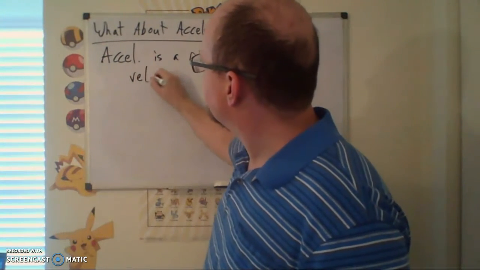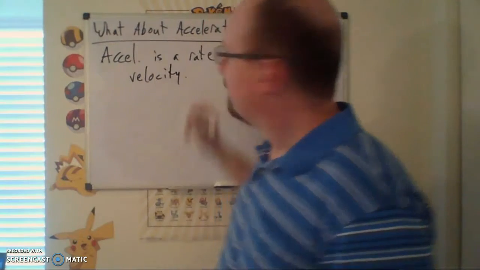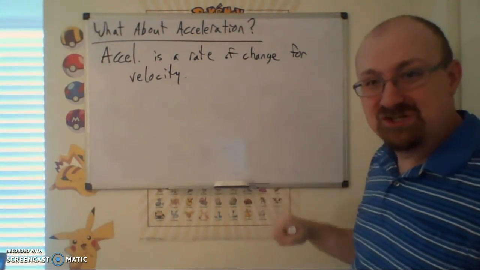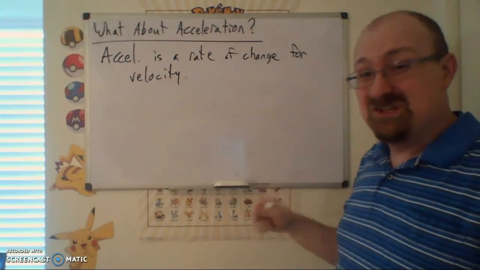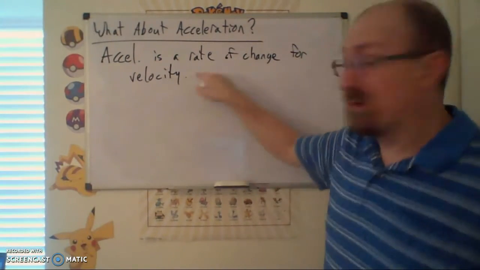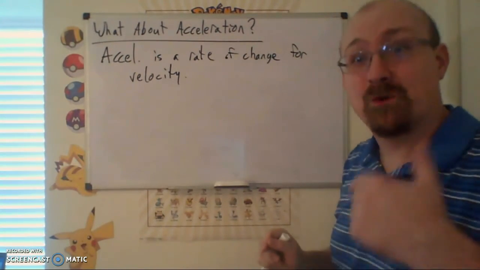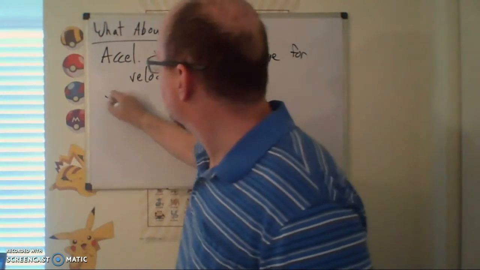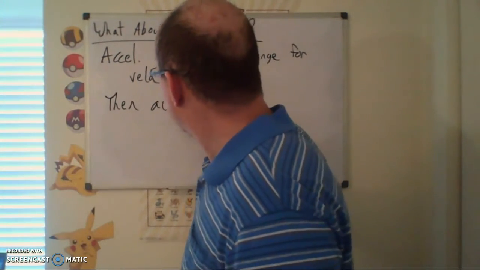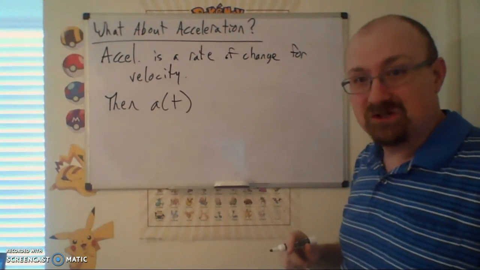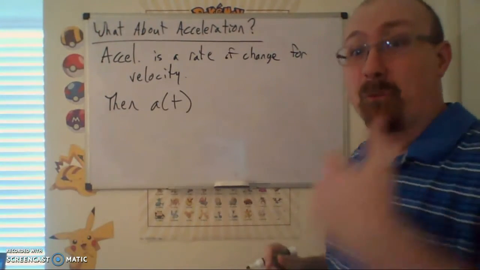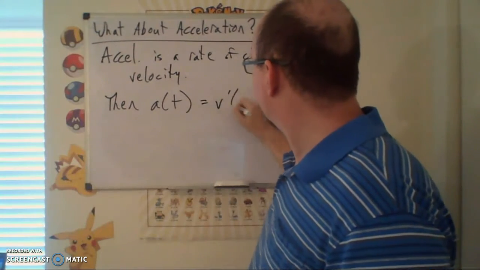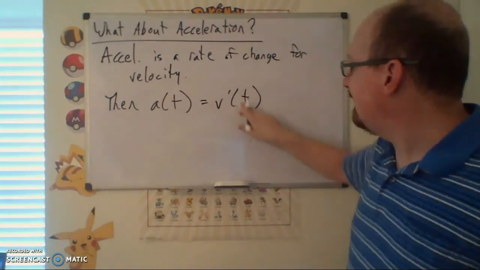So if acceleration is a rate of change for velocity, remember thinking back to that circle of calculus, we had rate of change down here in the corner. Rate of change is the same thing as tangent line slope, which is the same thing as a derivative. So what that ends up telling us is if you wanted an acceleration function, you need to calculate the derivative of a velocity function. So v prime of t, if you will.